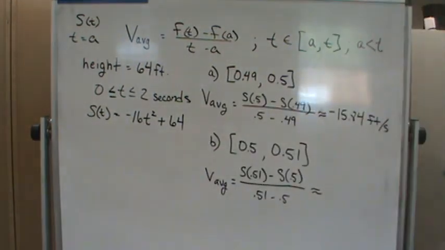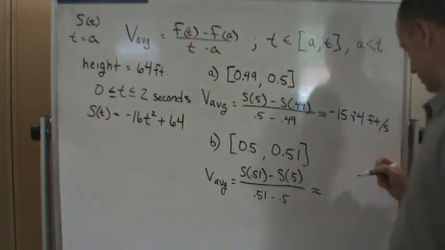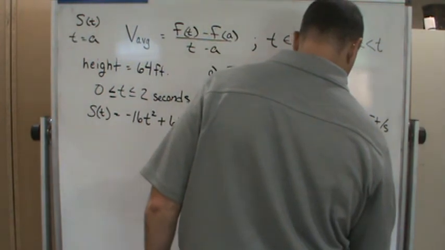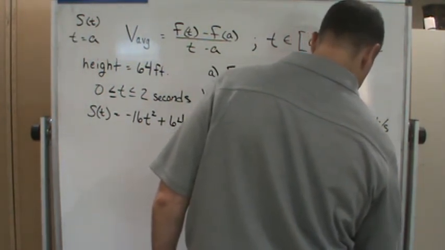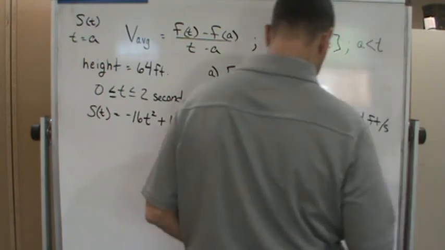Okay, so now if you plug this in your calculator, what do you get? Again, double check. You get negative 16.16. Negative 16.16 feet per second. Okay.